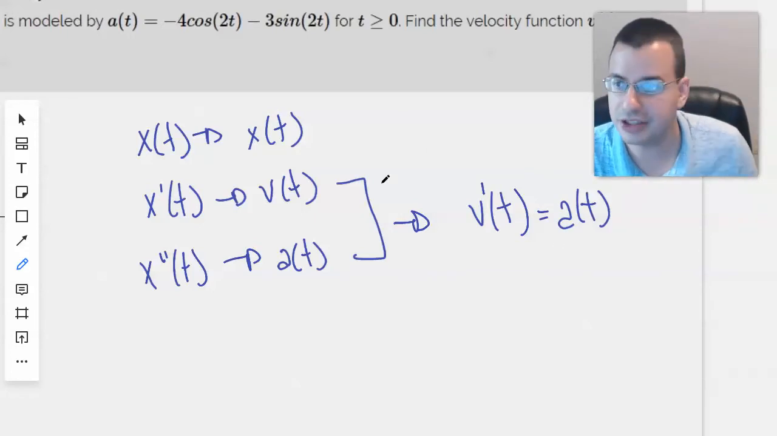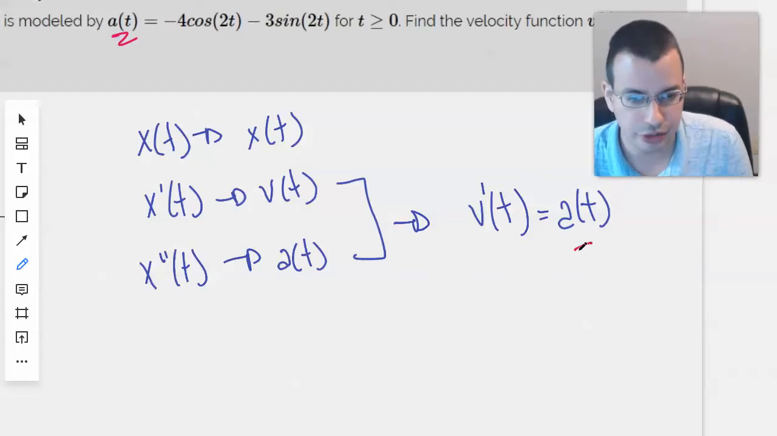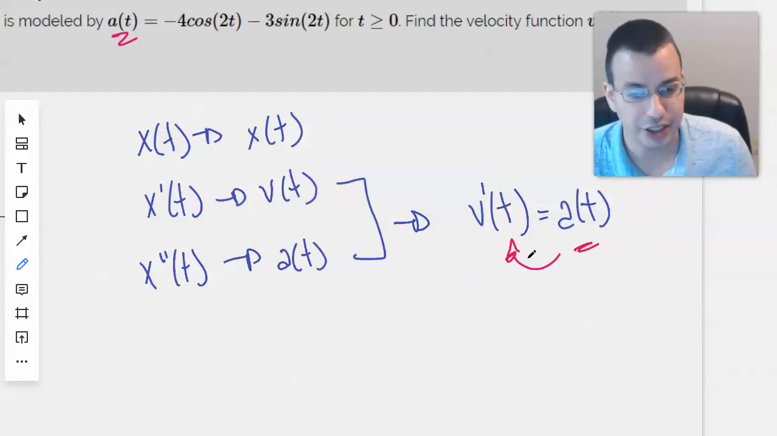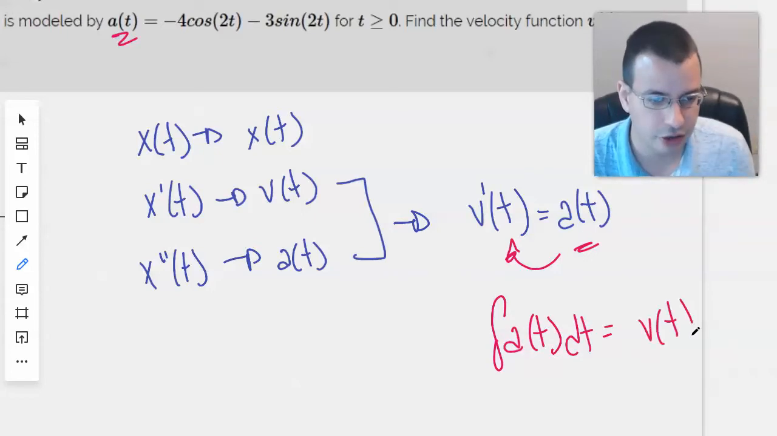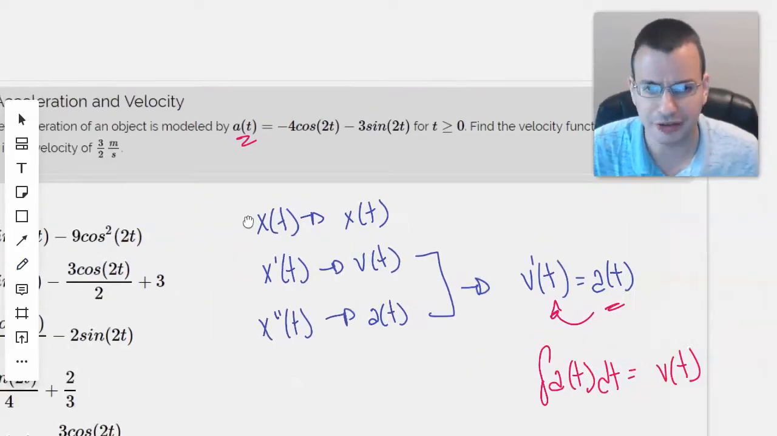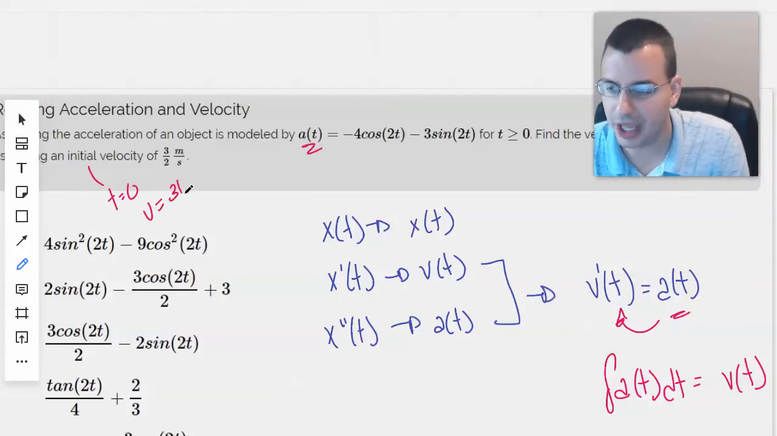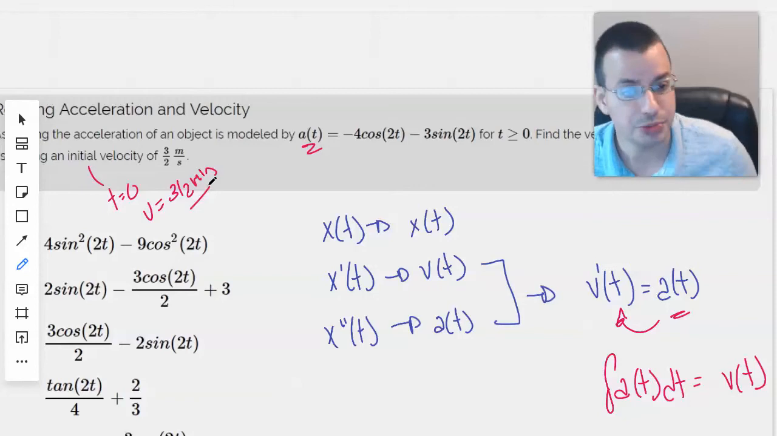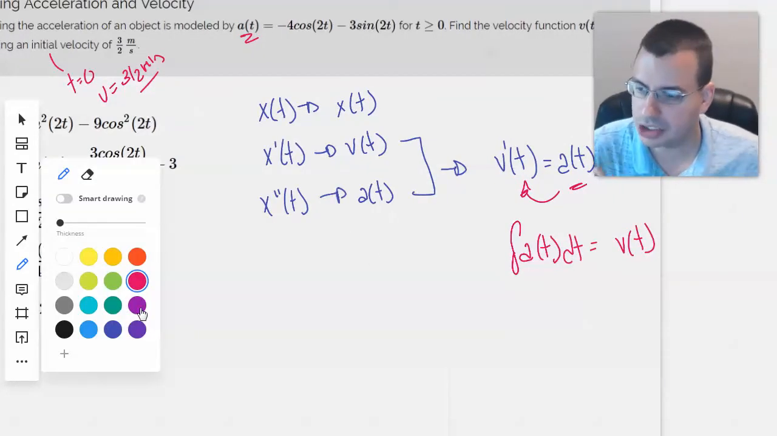So what they give us here is the acceleration, and we want to get velocity. So what we do is take the integral of acceleration with respect to time, and that gets us back to velocity with respect to time. Then we'll have a constant, which we'll have to find, but we're given the initial velocity: at t equals 0, velocity will be 3/2 meters per second. So not too bad. Let's go for this.